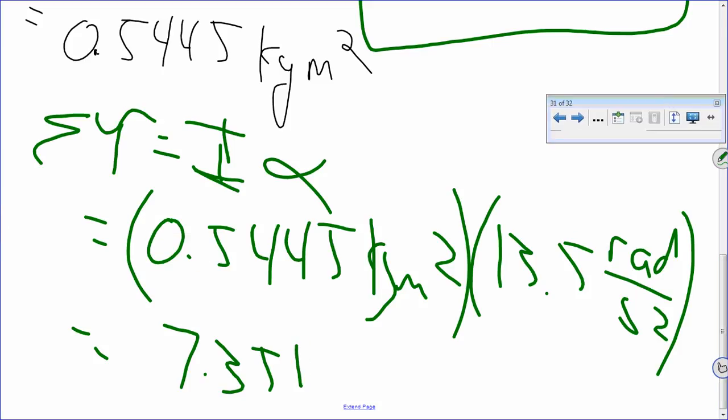7.35, and you get Newton meters. All right, are we good? Any problems? So that was one more way to find the net torque. Everybody's happy, yes? Okay. Last example. Here we go.